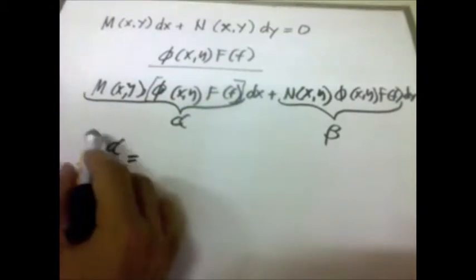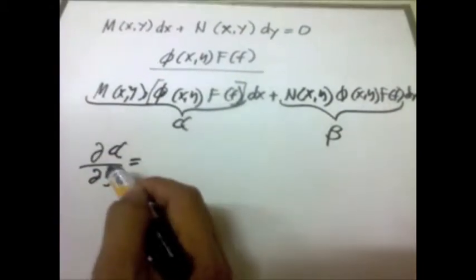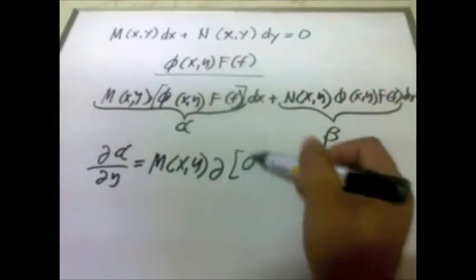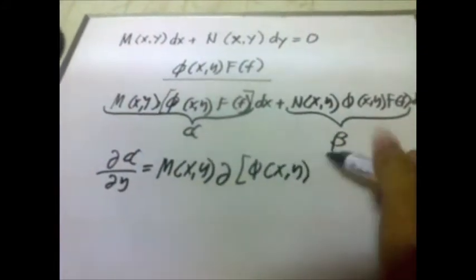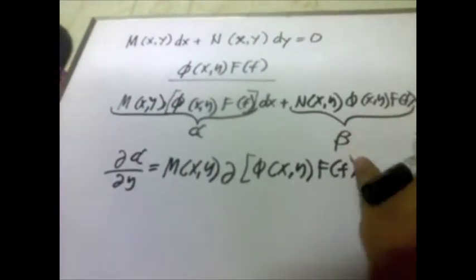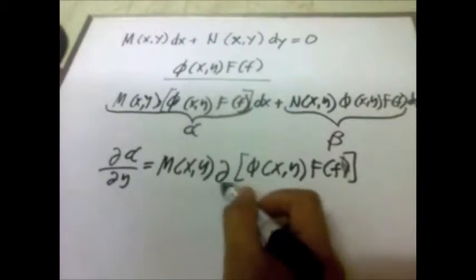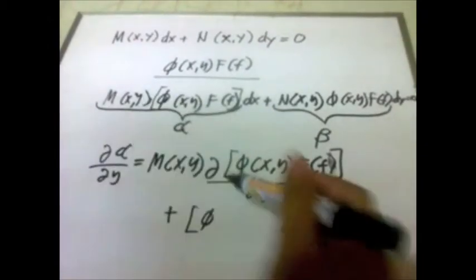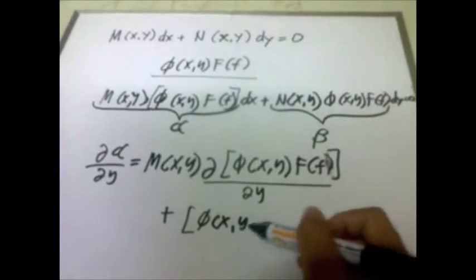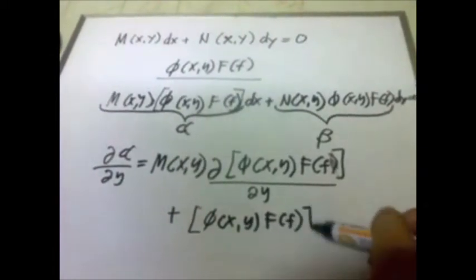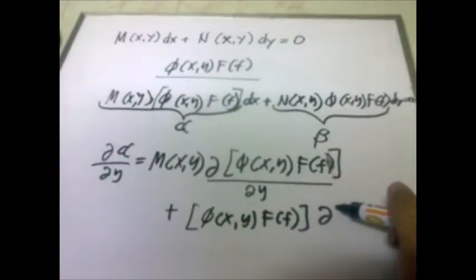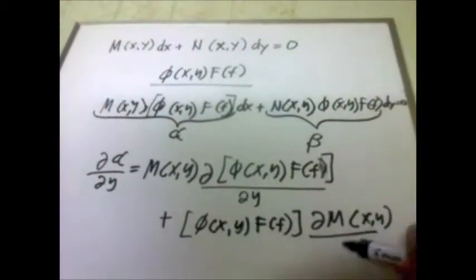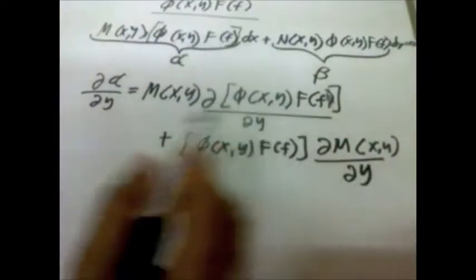So the partial of alpha over the partial of y is now equal to M(x,y) times the partial of phi(x,y) f of f over the partial of y, plus, copying the function we grouped, phi multiplied by f of f, times the partial derivative of M(x,y) over the partial of y. Okay, so let us now simplify this.